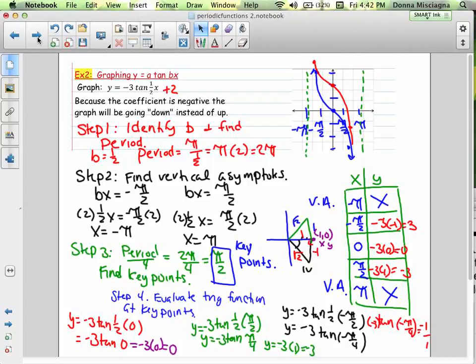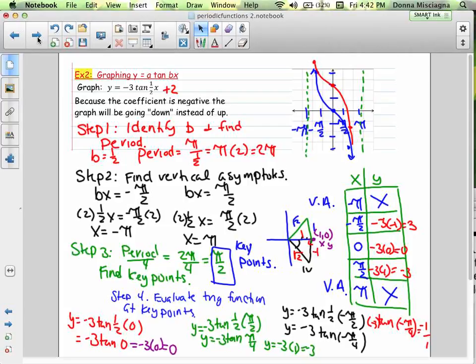And then we have 2 times 1/2 x. That will give us x equals pi is the other one. All right, so our vertical asymptotes are at negative pi and pi, and I put those in the table there. And I put x's because there won't be any y values there. Those are just vertical asymptotes.